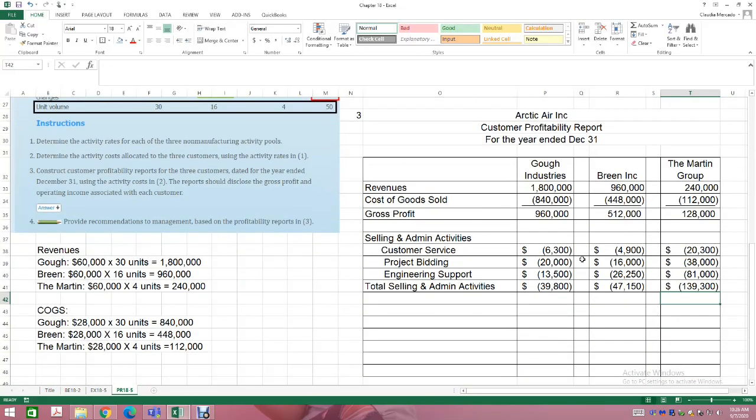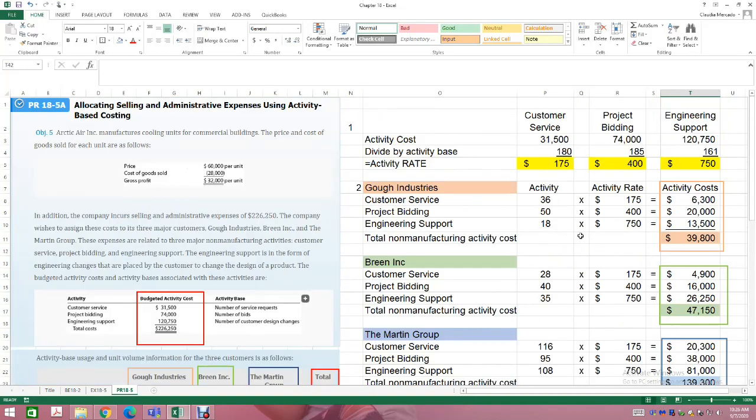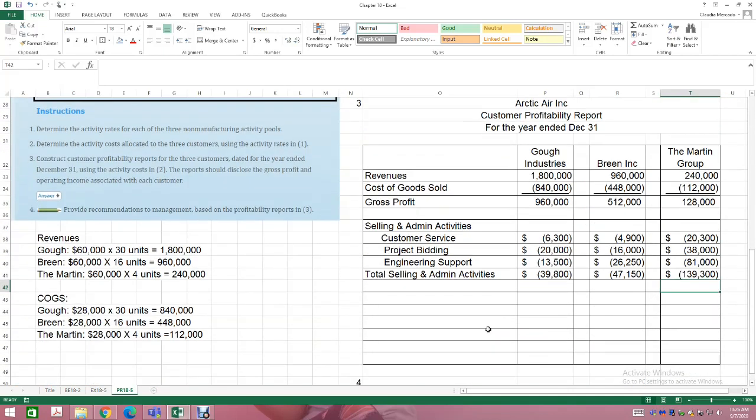I've got all of these numbers, and all of them were obtained from up here, from requirement 2. So now we've got your total selling and admin per activity per customer. Now we know how much we're going to allocate for customer service, project bidding, and engineering support for Go, Bryn, and the Martin Group. Now we can calculate our operating income or loss.